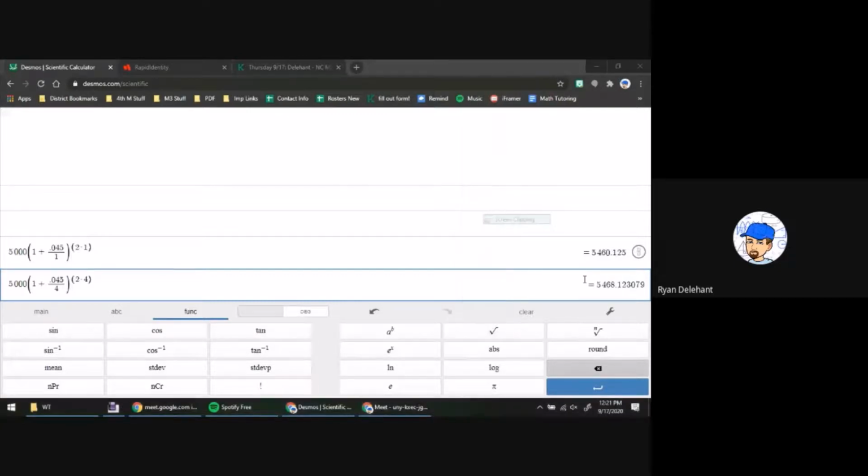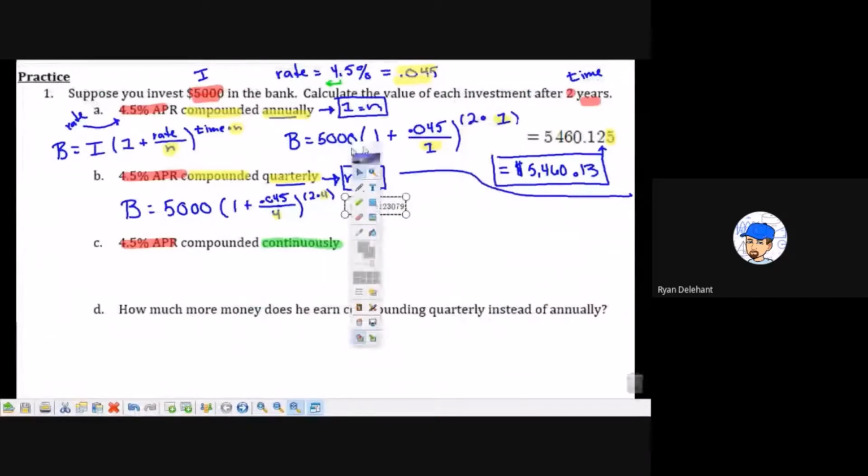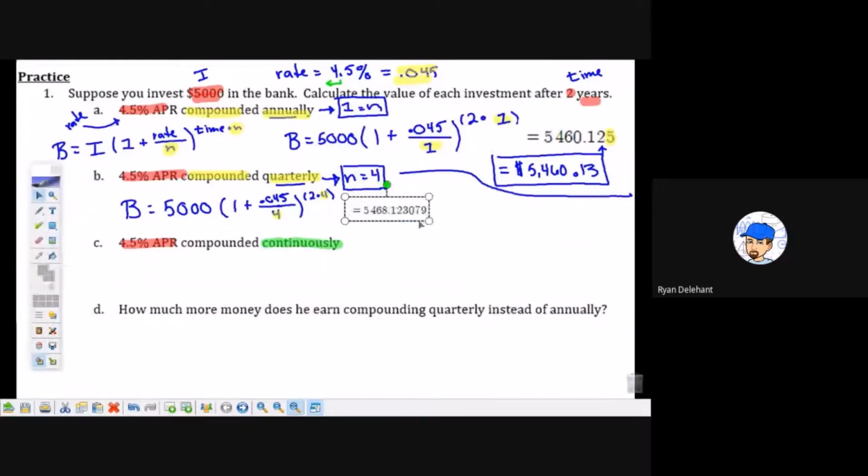Let's drag this one over because this one is not as nice. So this calculation gives me that. And remember, I want to round at the second number after the decimal. So that means I'm looking at this 3. Since 3 is less than 5, that 2 stays the same. So this one should be written as $5,468.12.